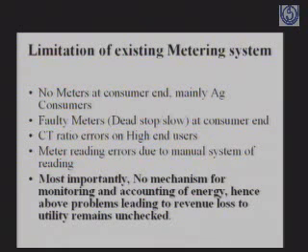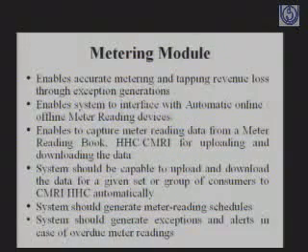CT ratio errors are there because of non-compatible CTs at times or the wrong ratios being put over there. Meter reading errors due to manual system of the reading, the human errors which are occurring in it. On top of it, I don't have any mechanism for monitoring and accounting of energy. I am not maintaining any energy balance at each of the transaction points. So these all issues lead us to the revenue loss.